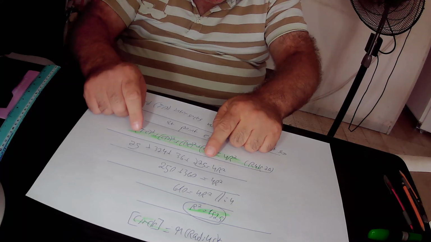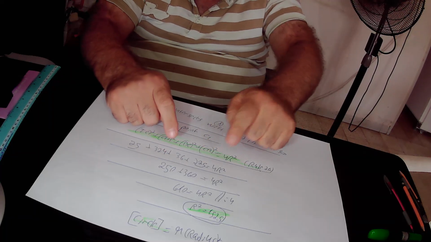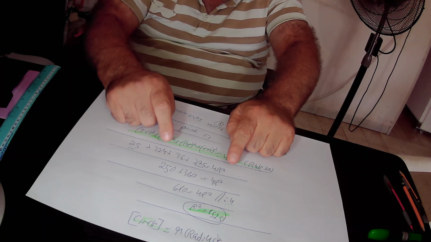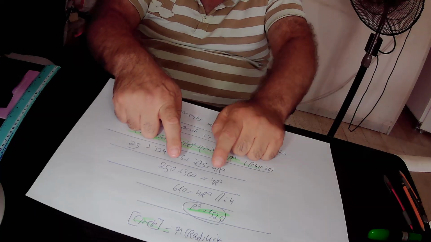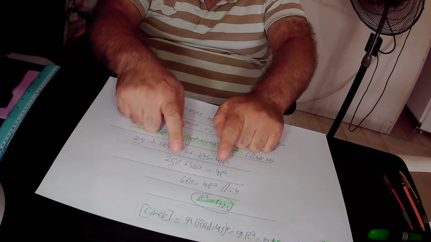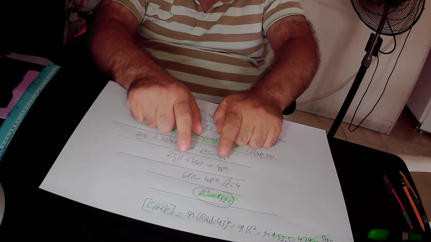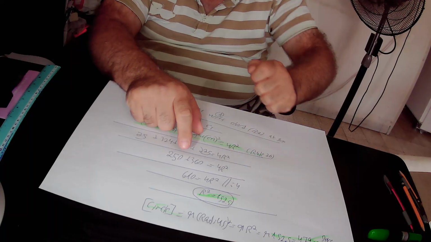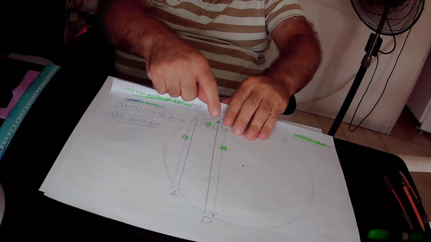25 plus 225 is 250. 324 plus 36 is 360. So in total we found that 250 plus 360 equals 4R squared. 250 plus 360 is 610, so 610 equals 4R squared. Here we divided this equation by 4, and we found that R squared equals 610 over 4, which is 152.5. Our task is to find the area of this circle.